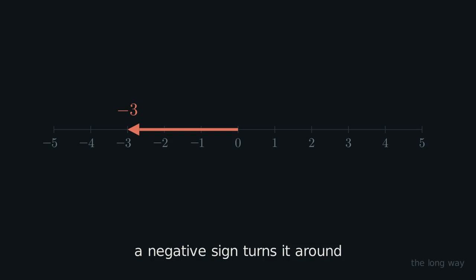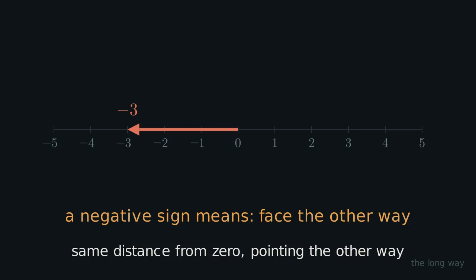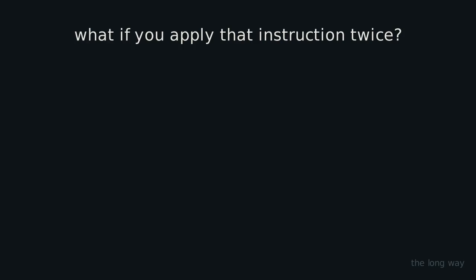So think of a negative sign as an instruction rather than a thing. It says whatever direction you were facing, face the opposite way. Positive is forward. Negative is an about face. Now here's the question that the whole problem really comes down to. What happens if you follow that instruction twice in a row?